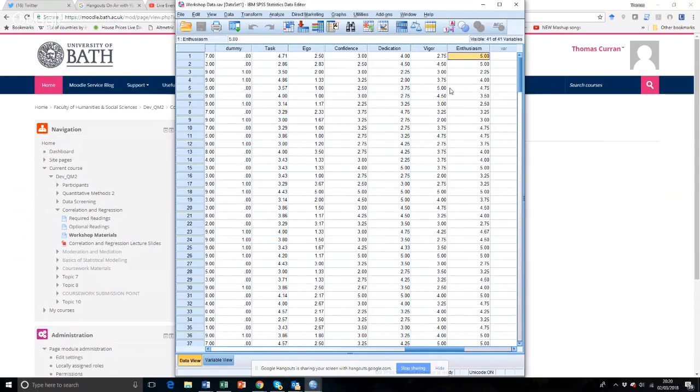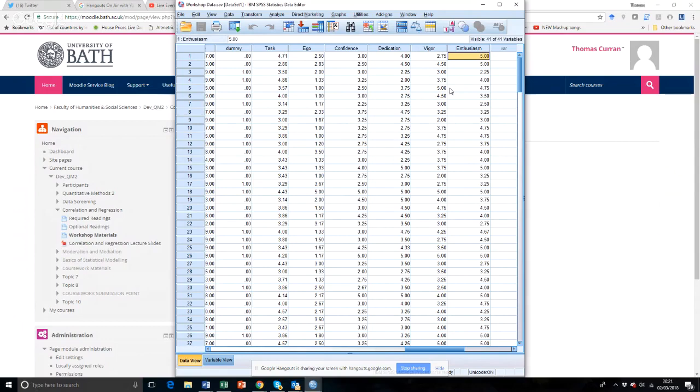And then we're also interested in a couple of aspects of their engagement: how confident they were in sport, how dedicated they were, how energetic and vigorous they were, and how enthusiastic about sport they were. Now, the hypotheses that we had was that task orientation would be positively correlated with the engagement factors, whereas ego orientation would be negatively correlated with those aspects of engagement. And that was, at a very basic level, what we were expecting to see. So let's do some correlation and regression analysis to test some of those hypotheses.